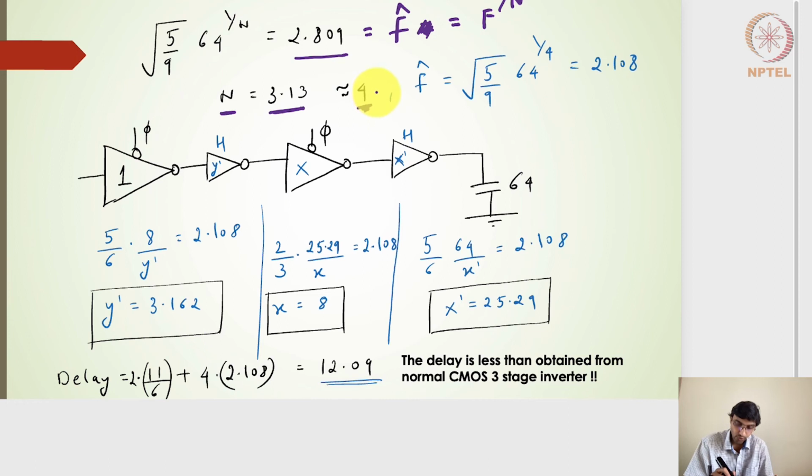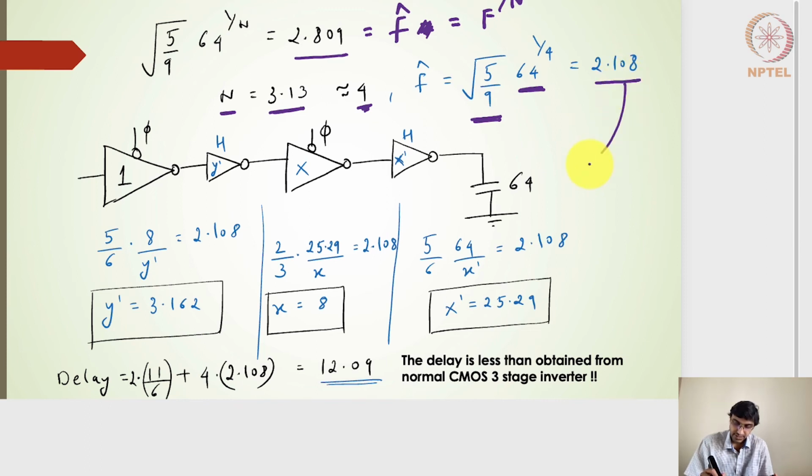And if the number of stages is 4 actually, then what should be this individual stage efforts, which will be nothing but 5 by 9, 64 raised to 1 by 4, right? The square root of 5 by 9, because that is what the individual stage will see. If I have domino logic, each of the stage will see square root of 5 by 9. And because the load is 64 and an input capacitance is 1, so we will have the 64 raised to 1 by 4. So the F cap, the best stage effort for the individual stages, turns out to be 2.108 instead of 2.809. So this will be the best stage effort we can see for a domino logic, right?